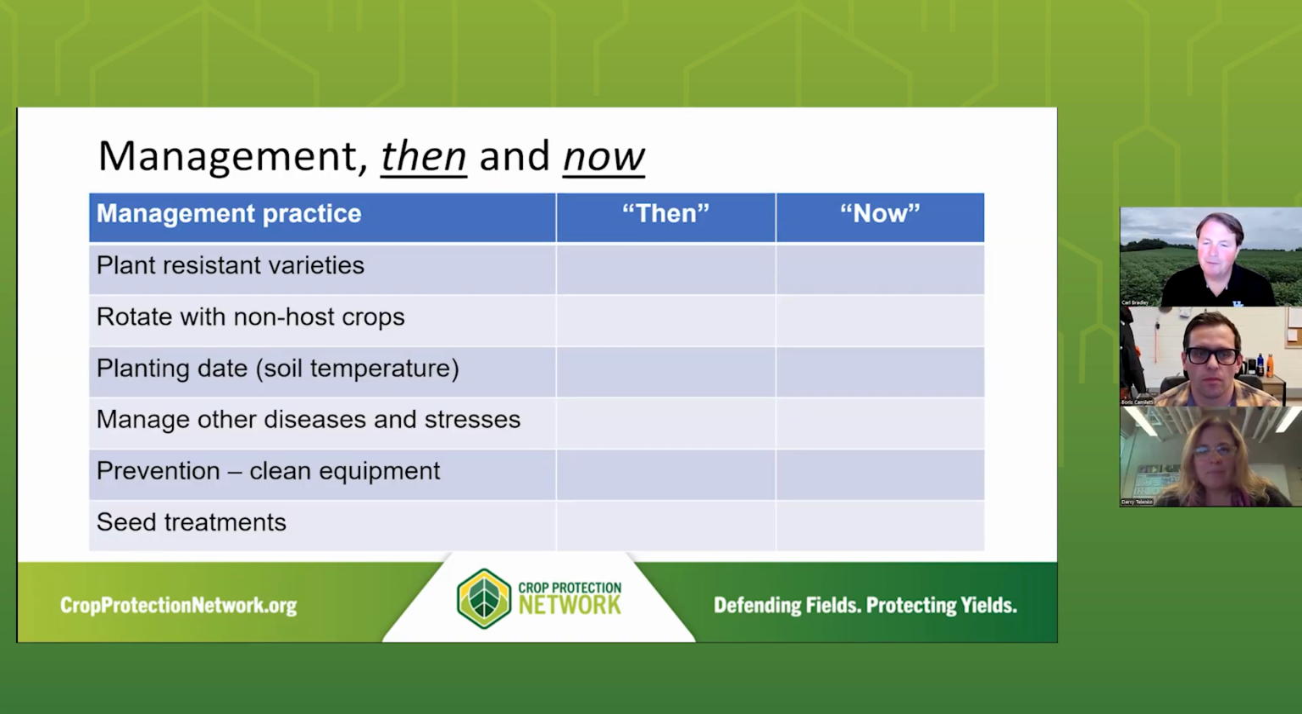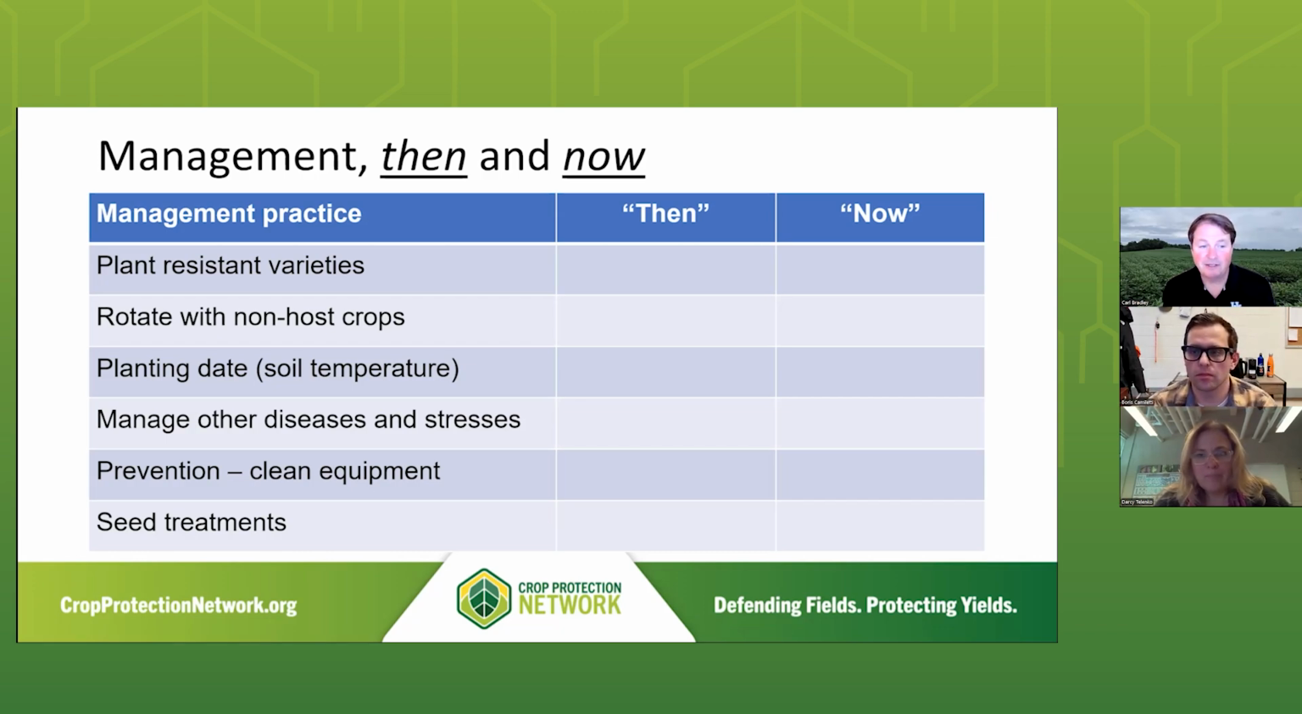So as far as management of red crown rot, we talked about how this disease, really, it's not new to the U.S. It's been around for a while, especially in the southern U.S. It's kind of new to our area. So I've got this broken out into different things, looking at management then and now. What I mean by then is the work that comes from that early work in the 1980s and 1990s. A lot of that work was done down at LSU.